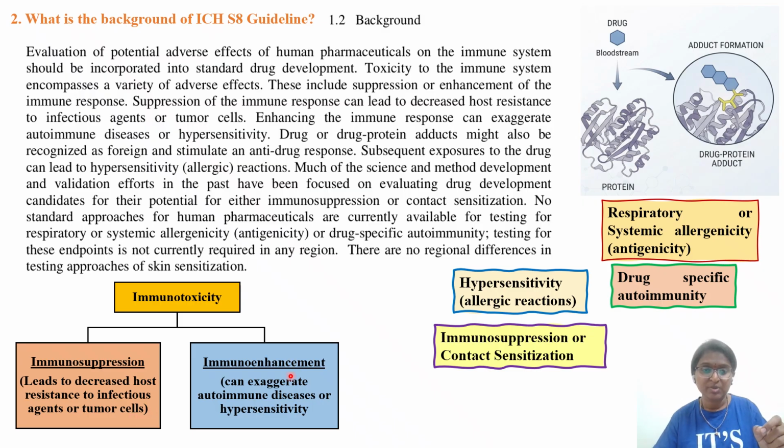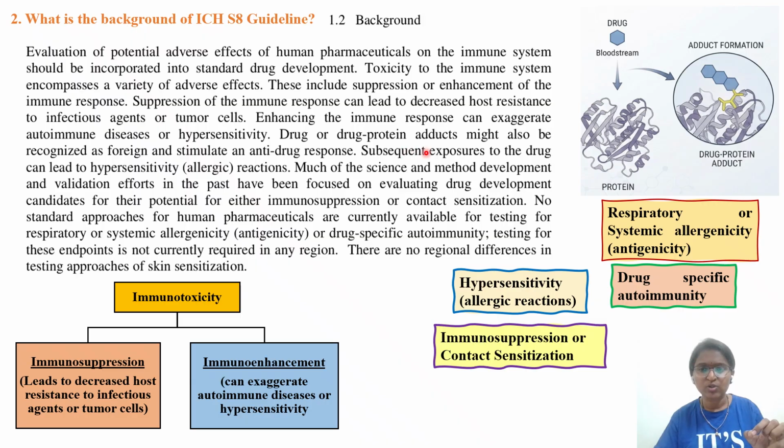Second one is immunoenhancement, which can exaggerate autoimmune disease or hypersensitivity. So there are certain drugs that are going to trigger and cause autoimmunity or hypersensitivity. So we'll see suppression of the immune response can lead to decreased host resistance to infectious agents, that is virus, bacteria like that, or tumor cells. Enhancing the immune response can exaggerate autoimmune disease or hypersensitivity.